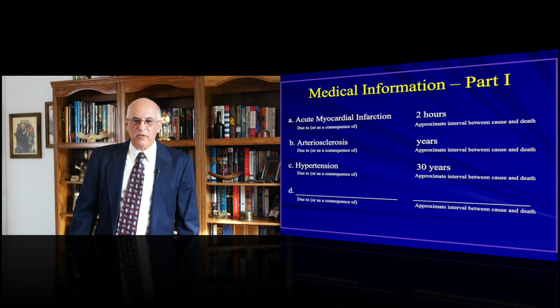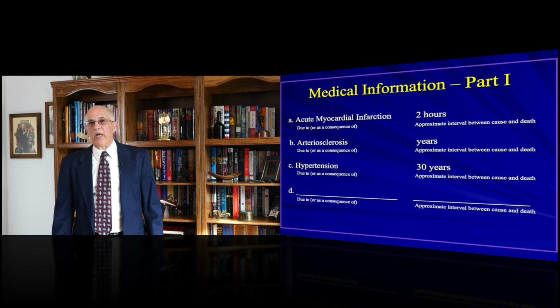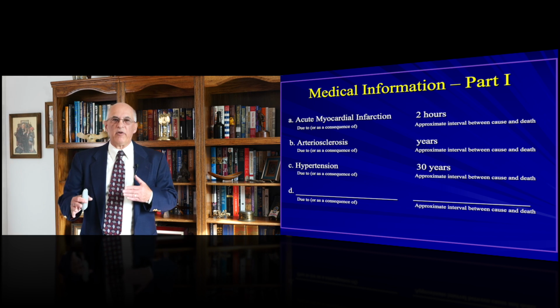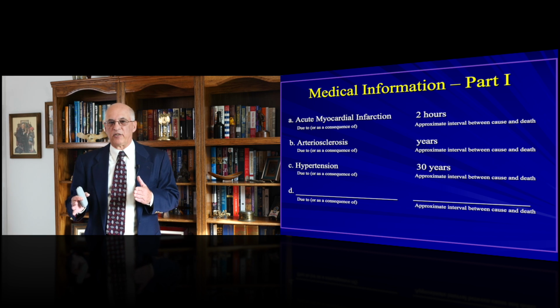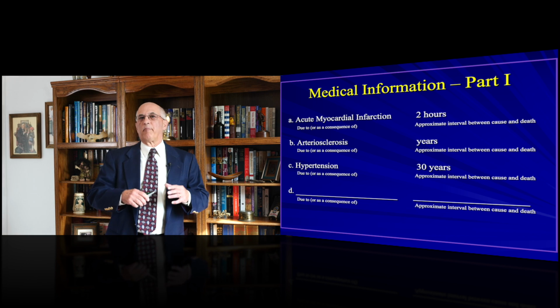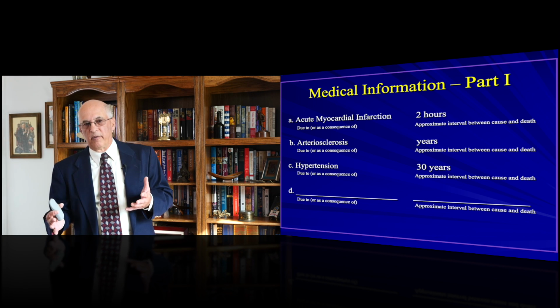All right, so here's an example. The immediate cause of death is acute myocardial infarction, which means a heart attack, right? And you want to give an approximate interval. This doesn't have to be exact. It's okay to estimate and you just round it off. But let's say the symptoms start at approximately 2 hours before the patient expired.